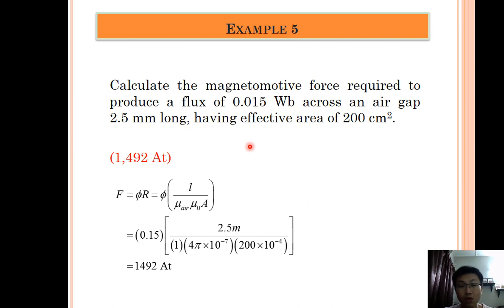So what is the equation that we use? F equals flux times R. This is the flux, and R is L over mu naught A. L is 2.5 mm. Mu r is 1. Mu naught is 4 pi times 10 to the power minus 7. You need to memorize this one, 4 pi times 10 to the power minus 7. It will not be given in a paper examination. Then the area is 200 times 10 to the power minus 4. Remember, 2.5 is in millimeter. So pressing the calculator, it becomes 1492 ampere turns.